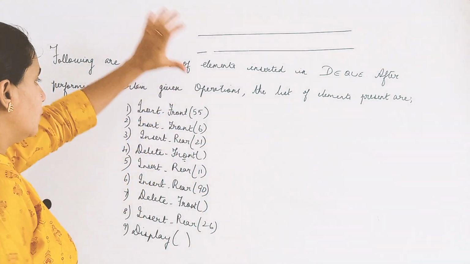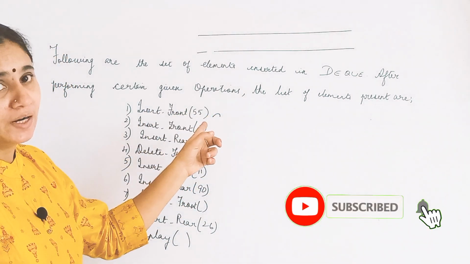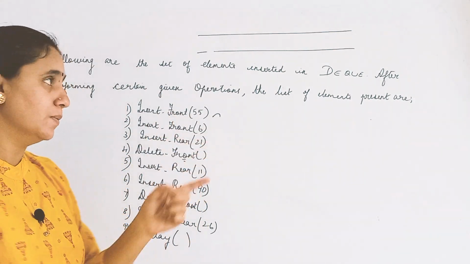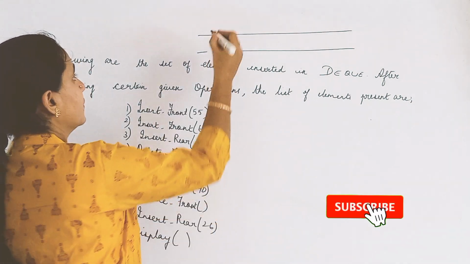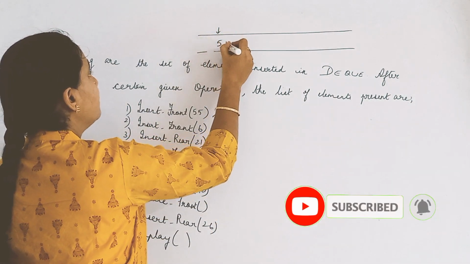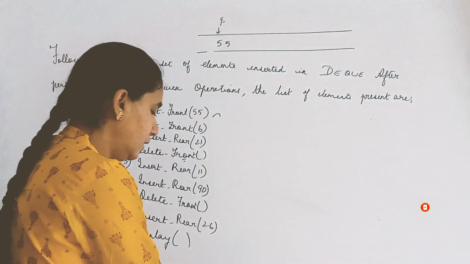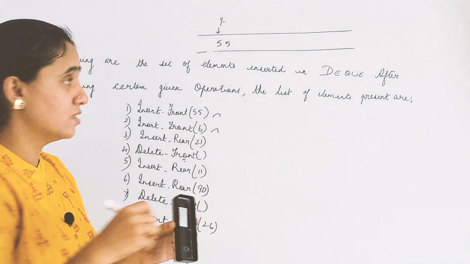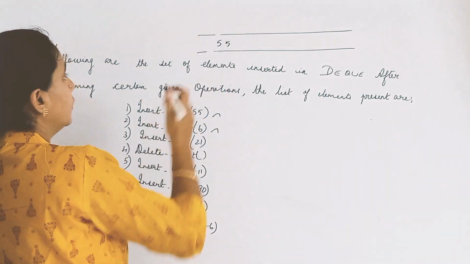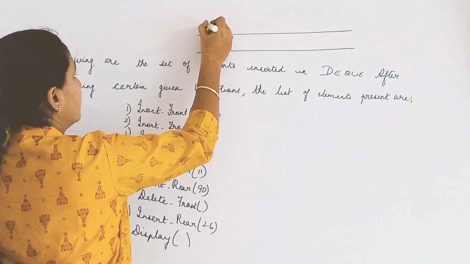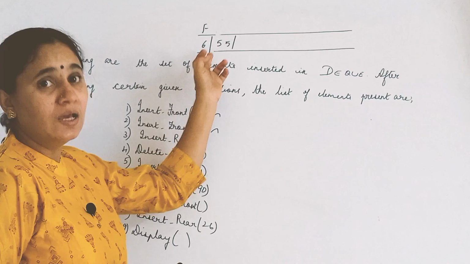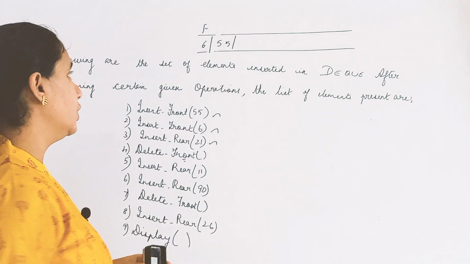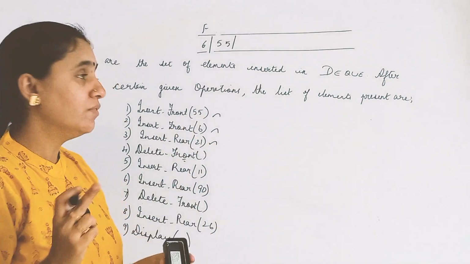So shall we start? See the first one, insert front. What is this insert front? In the front position they are asking you to insert the element, that is, you are asked to use the front pointer. So I am going to insert 55 in this location, right? Now after inserting this, see the next question, insert front of 6. So I have to decrement the front pointer and insert 6, isn't it? Now 6 is the front element and 55 is the second element. Now see the next condition, insert rear of 21, that is, by using the rear pointer I have to insert this 21 value.